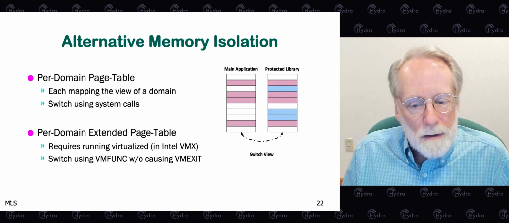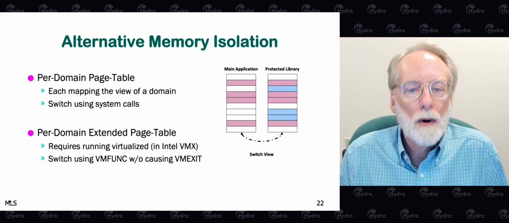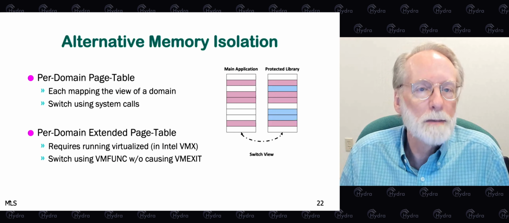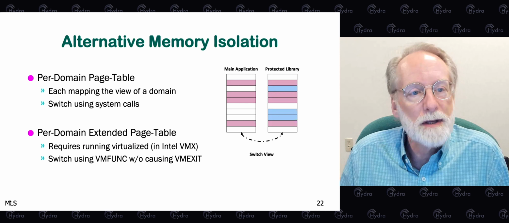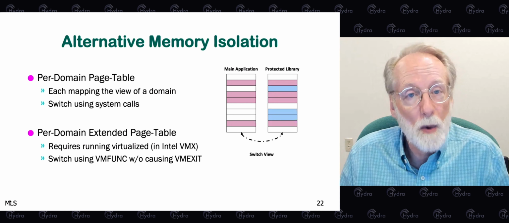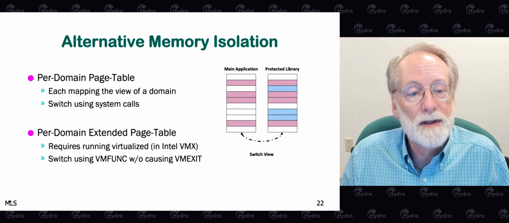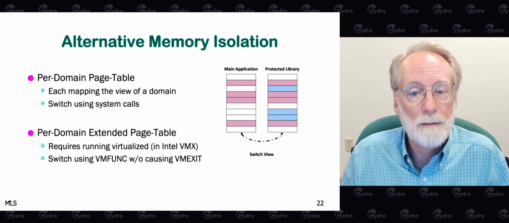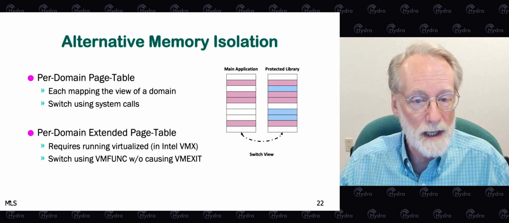For performance comparisons, we have evaluated Hodor and compared its performance to that of other possible implementations of a protected library, one of which uses separate page tables and does a quick kernel call to switch page tables, another of which uses the VMFUNC mechanism to switch between page tables in the upper level of hardware virtualization.